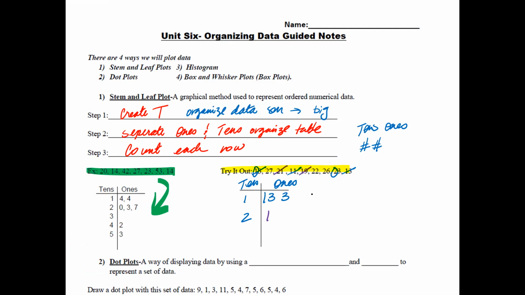Oh, I missed a 19, so I'm going to put a 9 right there. 22, so put a 2 down here. 26, so put a 6 down here. 27, put a 7.